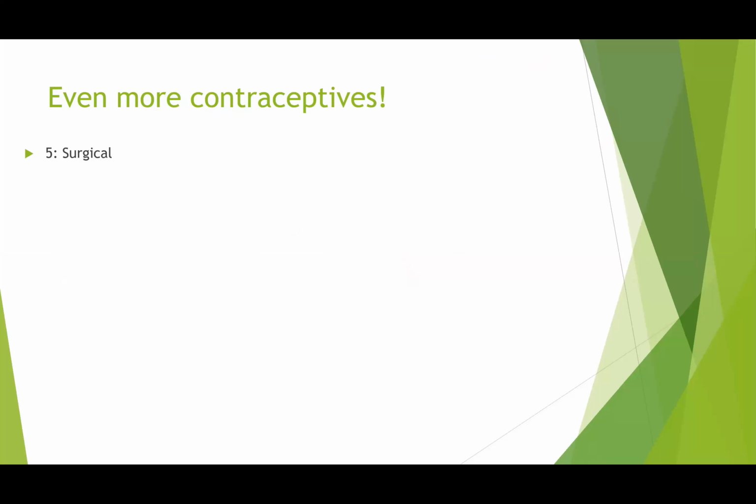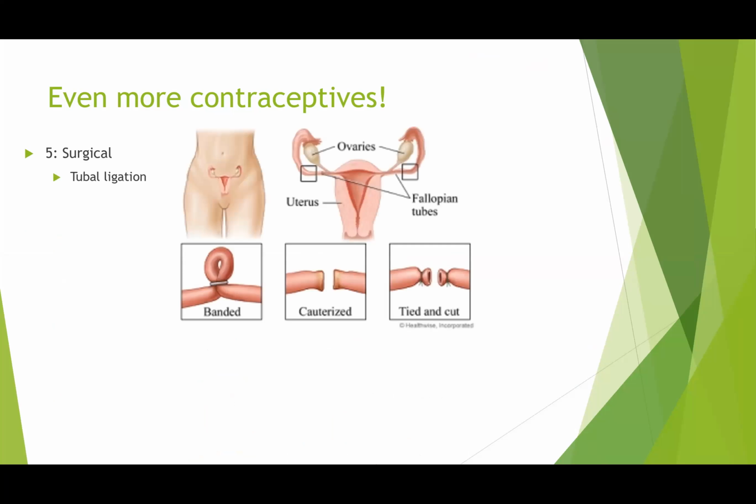So then you got the fifth and final level, which is surgical. This is the most extreme kind of contraceptive because it's not always irreversible. You got tubal ligation, which looks something like this. And within that, there's 3 different ways to do that. You can either band it, you can cauterize the cut over the cut fallopian tube, or you can tie and cut it.